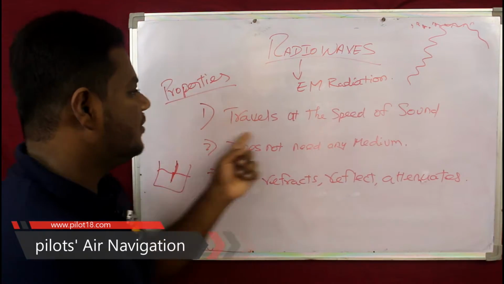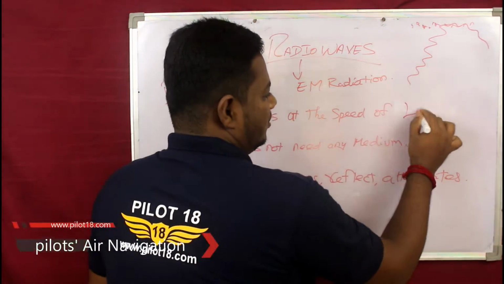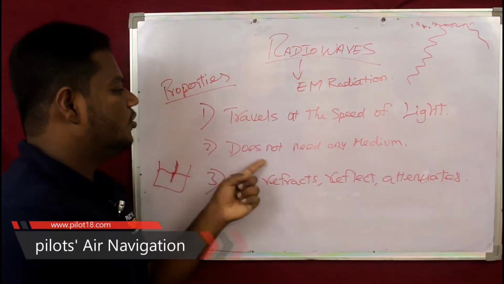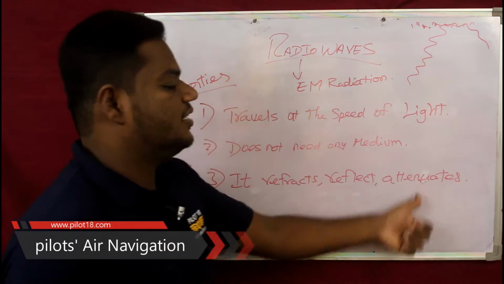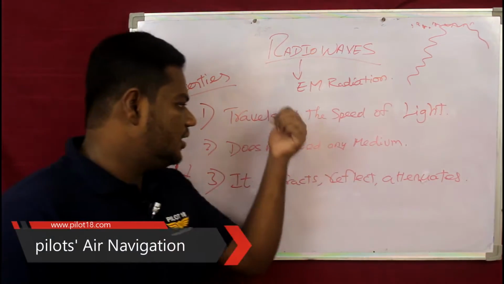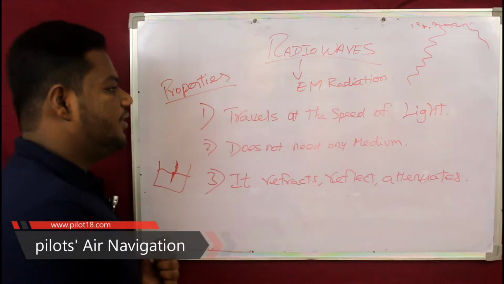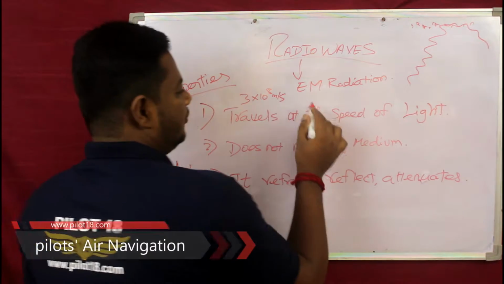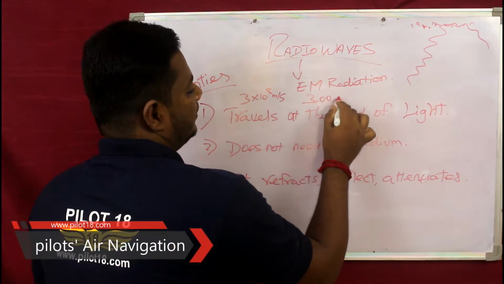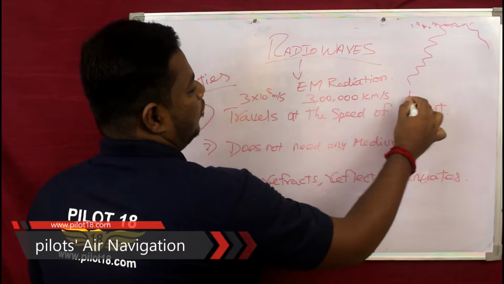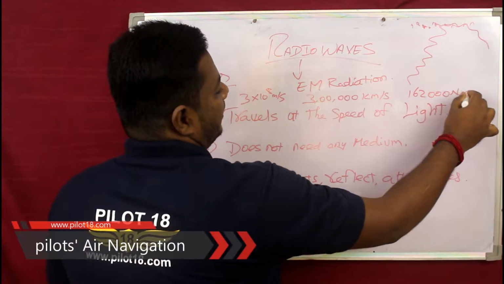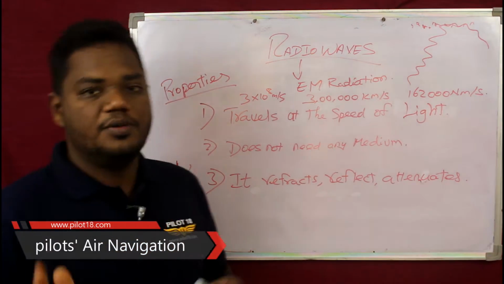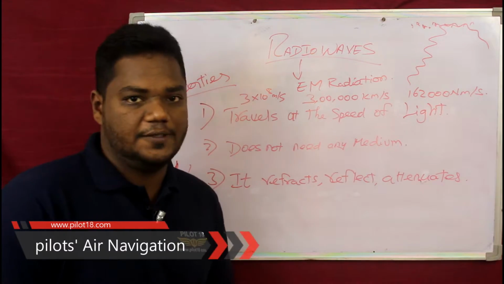Okay. So it travels at the speed of, I'm sorry, I wrote sound. Travels at the speed of light. The very important property, does not need any medium. It refracts, reflects, attenuates, and has so many other properties. So these are the important properties of radio waves. And speed of light, we all know it's 3 into 10 to the power 8 meters per second. In other words, you can write 3 lakh kilometers per second or 1,62,000 nautical miles per second. So this is the speed of radio waves, which is very important. You must remember it all the time. Okay, 3 lakh kilometers per second.